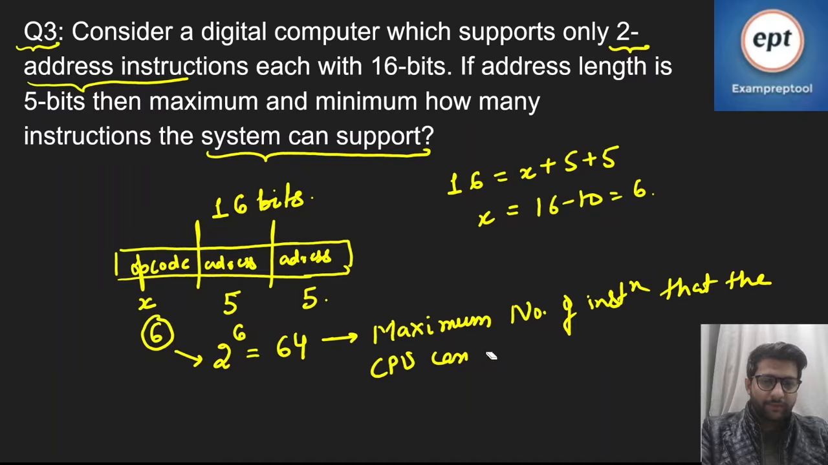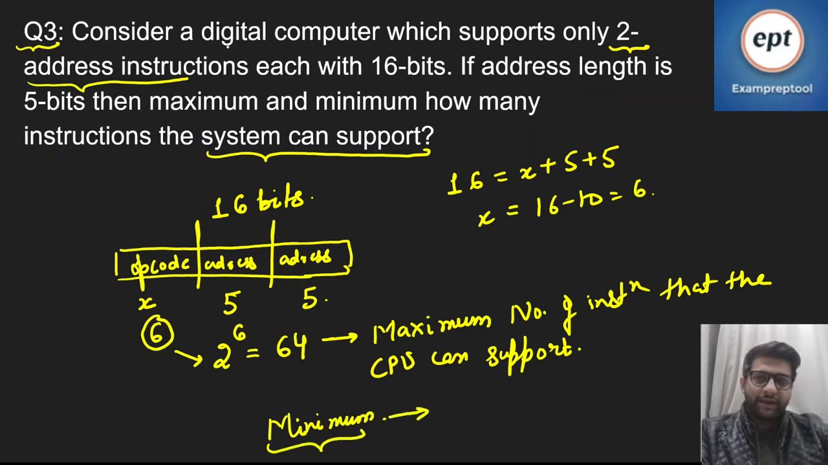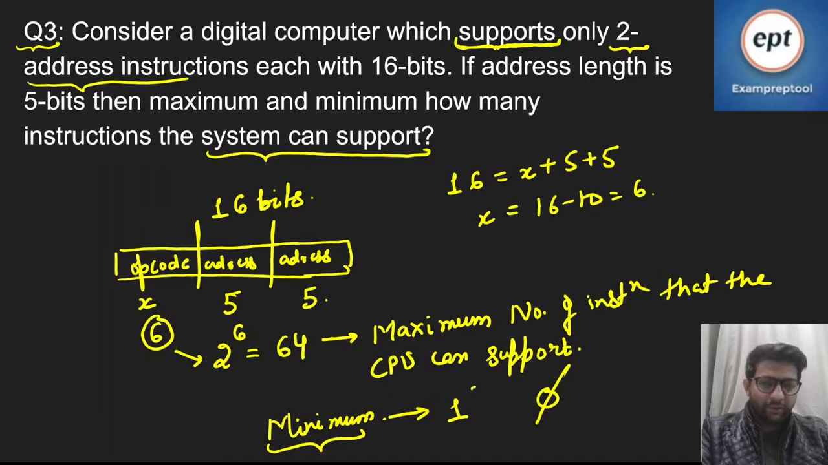CPU can support, right? And what about the minimum? So this is very important. The question is saying that a digital computer which supports two address instructions. So the minimum number of instructions that this will support will be 1, right? It will not be 0 because here it is written that this computer supports two address instruction. So this means that 0 cannot be the answer. So the minimum number of instructions supported by this type of computer will be 1.